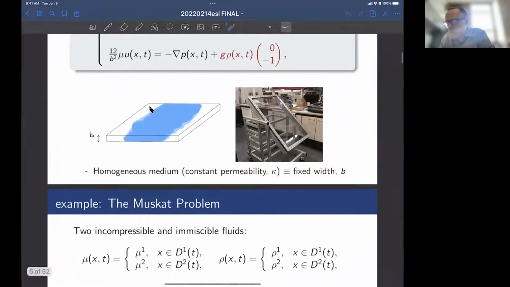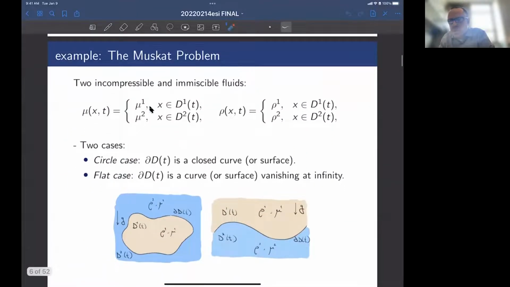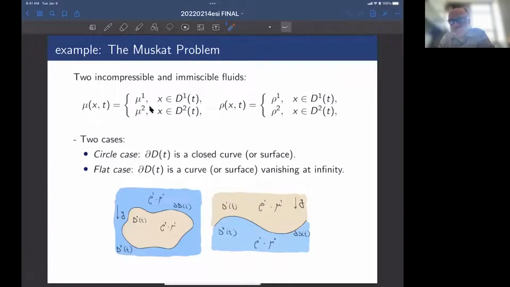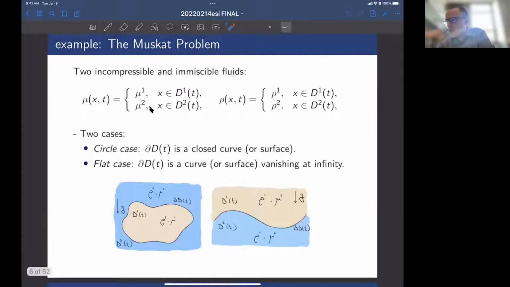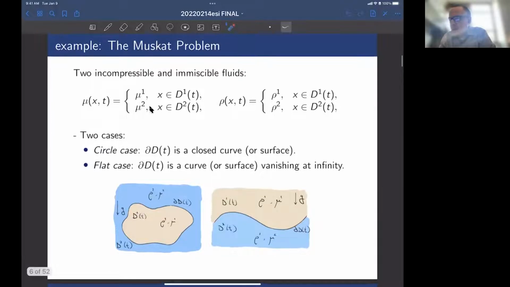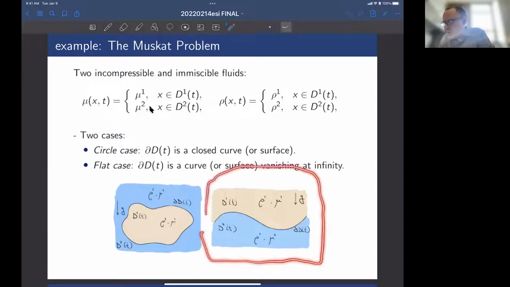And another example is the Muskat problem that I've actually studied quite a bit, which is, you have two incompressible immiscible fluids. Mu is the viscosity, and rho is the density, and you have a fixed density in the inside and outside domains, D1 and D2, but those densities can be different, and similarly for the viscosity. And there are two basic cases: one where the boundary is a circle or a closed curve, as in this first case, and the second case is where the boundary is a curve or a surface, typically vanishing at infinity. And yeah, those are the two cases.